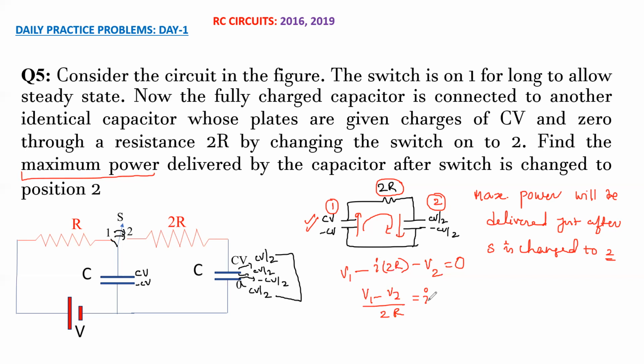And that is why the maximum power delivered will be at the very instant when you have connected the switch to 2. At that time, V1 is V and V2 is V by 2. And therefore, current is equal to (V minus V by 2) upon 2R, which is V by 4R. And the voltage across the first one at that time is V. So the maximum power delivered by the first capacitor is nothing but its voltage V into V by 4R, which is V squared by 4R.